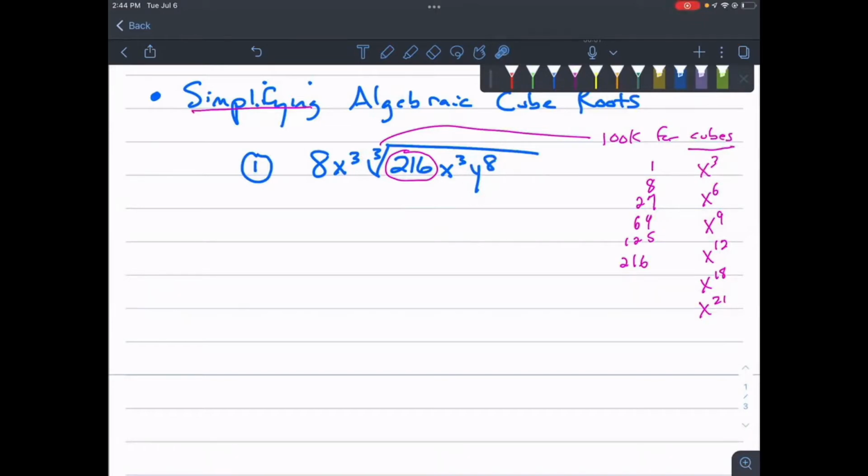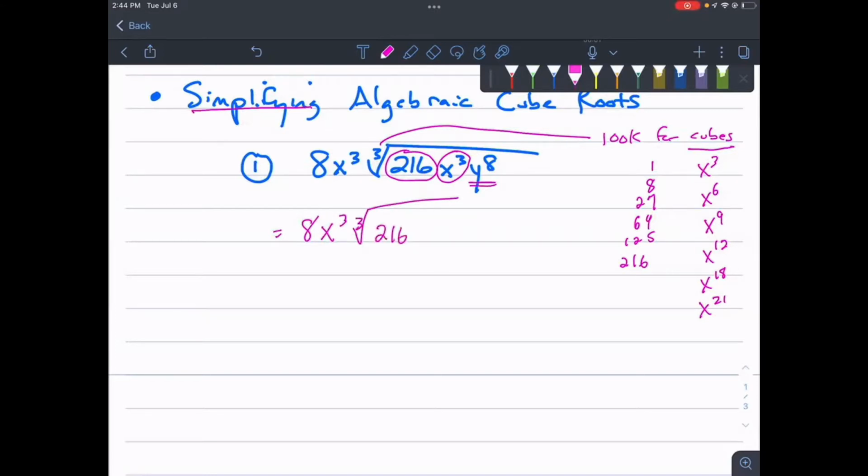Y to the 8th, though, there's no y to the 8th in here. There's no variable to the 8th that's a perfect cube. So these two are already perfect cubes. We don't need to rewrite those, but the y to the 8th, we'll need to rewrite that. So I'm going to leave the 8x to the 3rd the same. Put that little 3 in the nook.